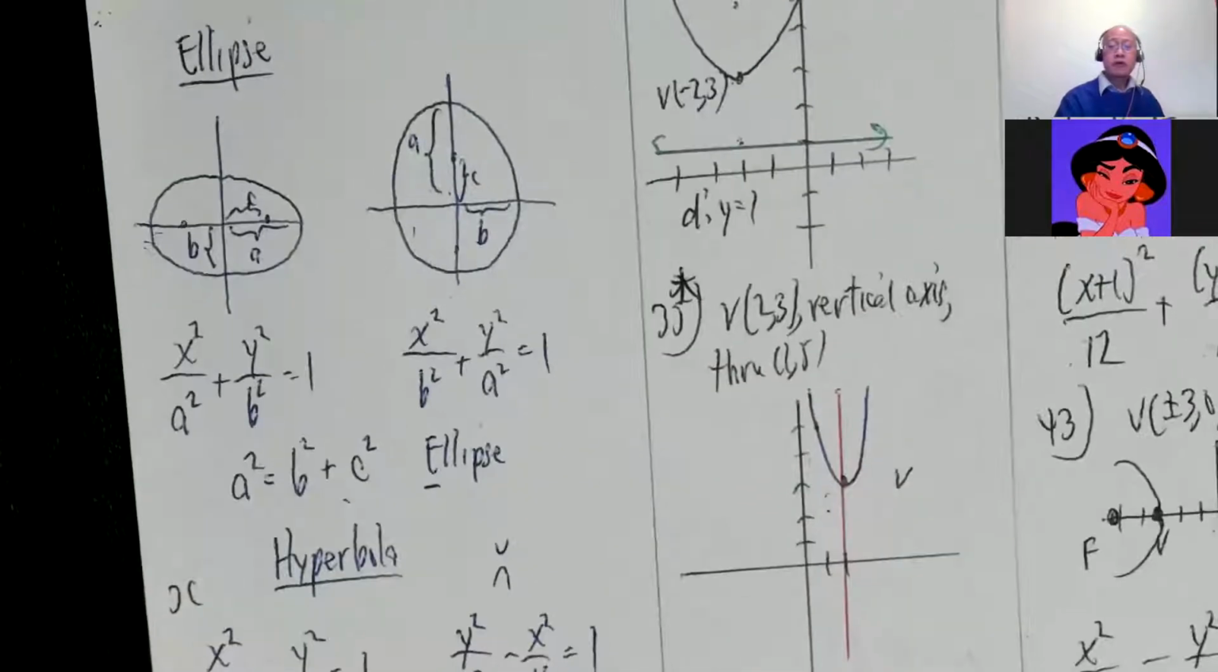Okay, then I'm going to show you 35 star, which is a variation of our 35.